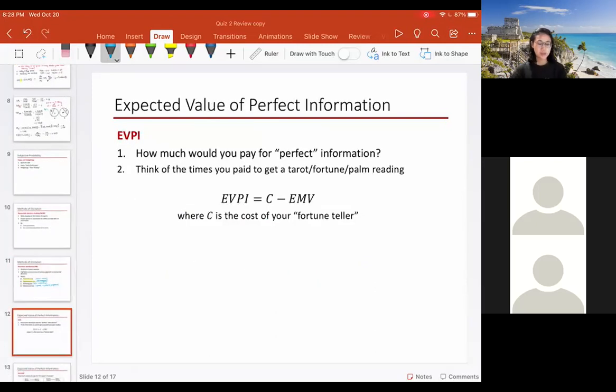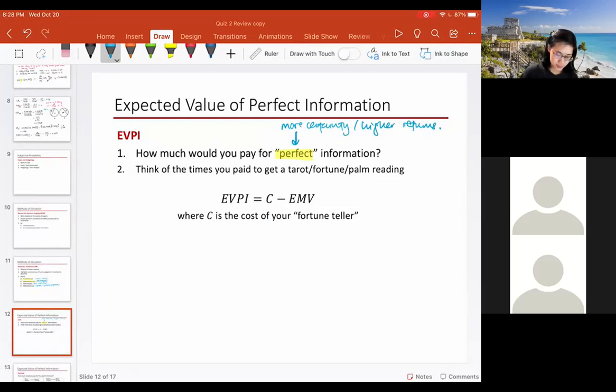Okay, now, just to go over, we go into expected value of perfect information. This is essentially how much you would pay for perfect information. And this term perfect information is a little bit misleading. It's basically how much would you pay for more certainty or higher return, right?